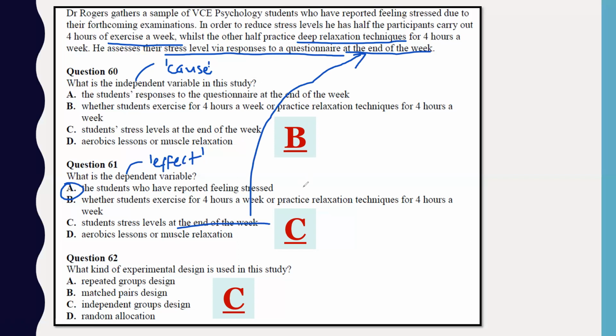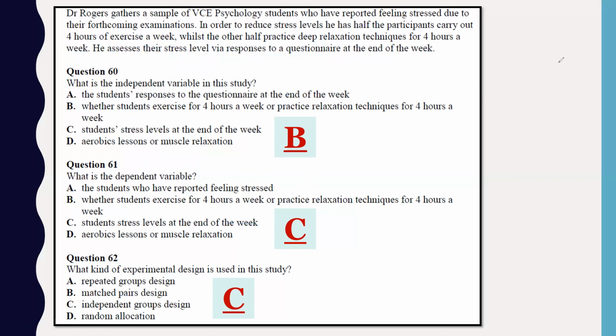And then the last question is, what kind of experimental design was used in this study? If you have a look at this, there's a little clue. I'll just get rid of all those scribbles. There's a little clue in the scenario that tells you that it's an independent groups design, and that is that he gets half the participants to carry out 4 hours of exercise a week, whilst the other half indicates that we're talking about a different group.